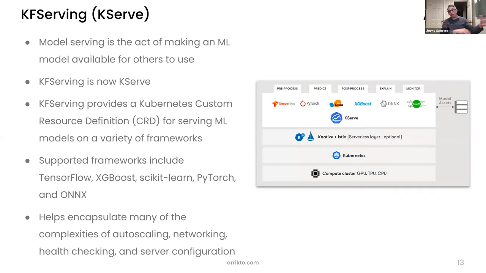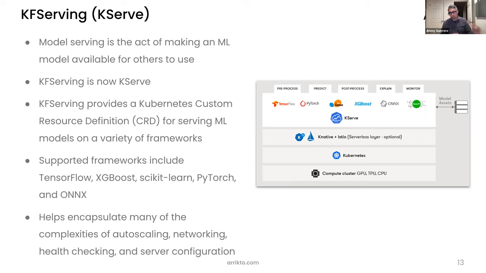Okay, so we've developed our notebook, we've done our pipeline, we've discovered which is the best model that we want to use, and we want to serve it, right? So in the most simplistic way of thinking, model serving is just the act of making an ML model available for others to use. Others may be individuals, web services, applications, whatever it is, right? One thing to note, depending on how you're moving through the Kubeflow universe, is that back in the early winter, late fall, KF Serving was rebranded into KServe.